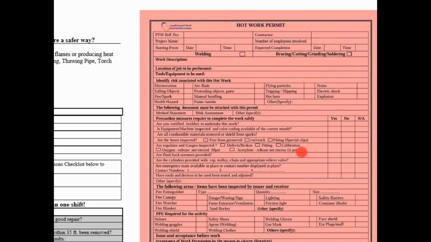An oxygen cylinder or acetylene cylinder may be used for this work, and that is why the oxygen level as well as the acetylene level with respect to pressure is also mentioned. Then, are flashback arresters provided? Are the cylinders provided with a cap, trolley, chain, and appropriate relief valve? Is an emergency team available in that place?